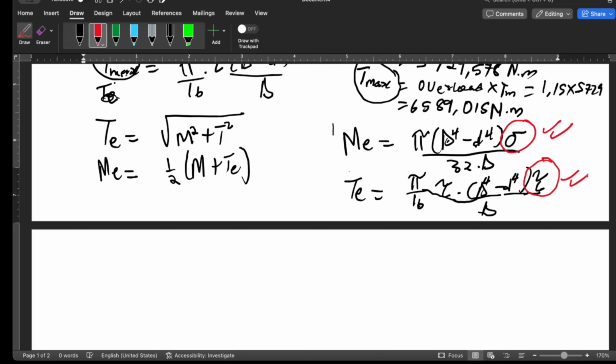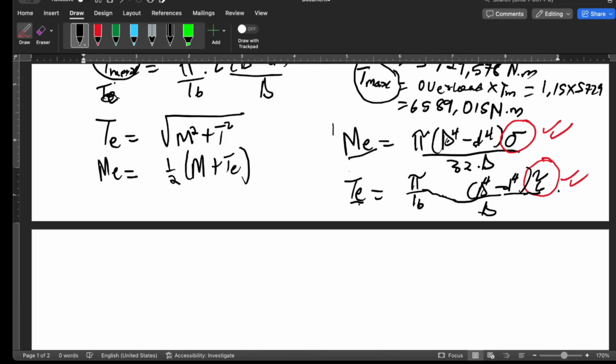It's only one. Let me take off this one. Sorry about that, guys. It's supposed to be only one shear stress. So if you are given the bending stress, you will use the bending moment. If you are given a shear stress, you use the equivalent torque. We will use the second formula.